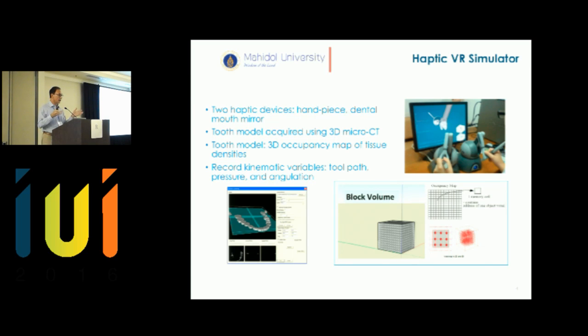We then do tissue segmentation on that scan to identify the different tissue types, because a tooth has enamel, dentine, pulp. Intensities are also translated into tissue densities, so you get the proper haptic rendering. And this is all represented using an occupancy map, so basically a cube where each voxel has tissue type plus density value. And then the simulator records kinematic variables: tooth path, force or pressure, angulation.